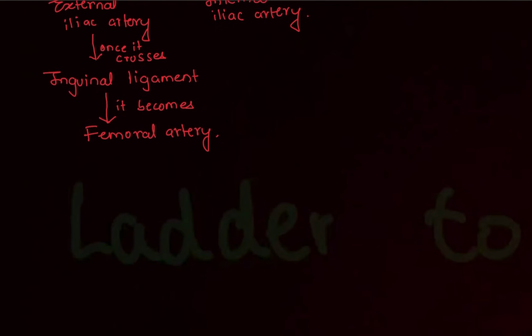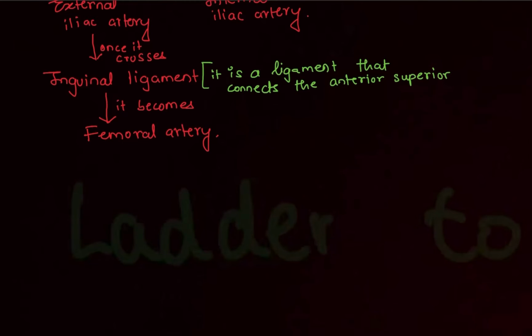Now what is this inguinal ligament? Write down, it is a ligament that connects the anterior superior iliac spine with the pubic tubercle. When we were doing the pelvic bones, I told you to remember both these terms, so I hope now you know the reason why. The anterior superior iliac spine is present on the ilium bone, and the pubic tubercle is present on the pubic bone. So this ligament connects these two. Once the external iliac artery crosses the inguinal ligament, we call it the femoral artery.